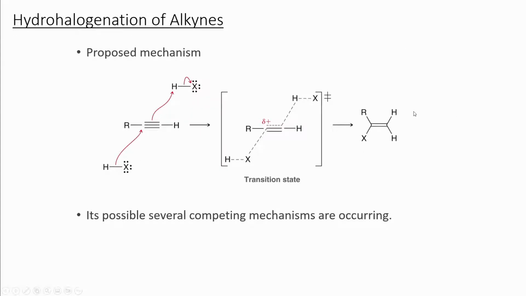In this mechanism, we use two molecules of the hydrohalogenation reagent. The first molecule acts as a nucleophile, and the second molecule acts as an electrophile. In this transition state, we obtain two new bonds forming with the alkyne at the same time. It is possible that there are several competing mechanisms occurring, but this is our best estimate as the mechanism of this reaction.